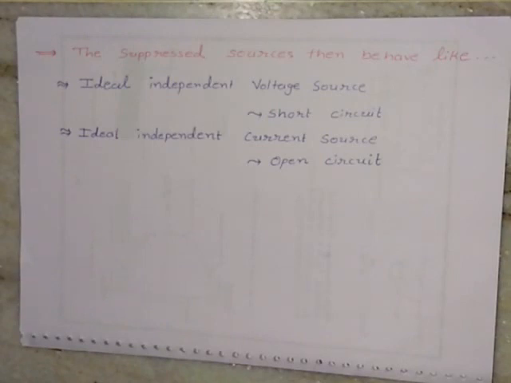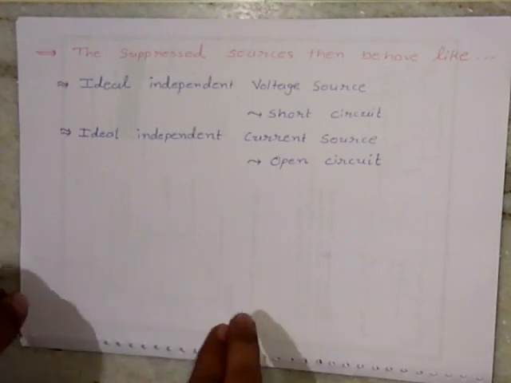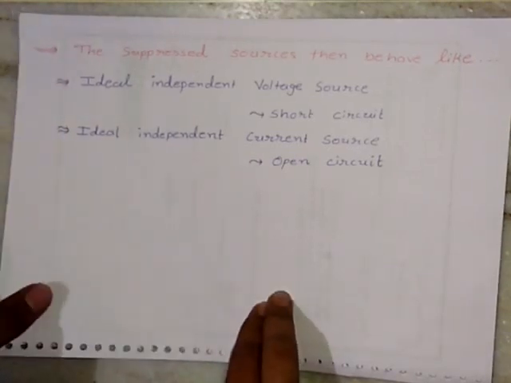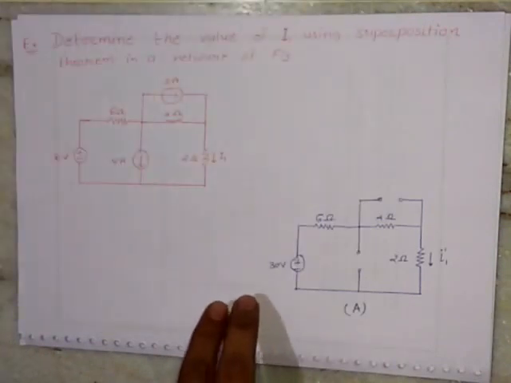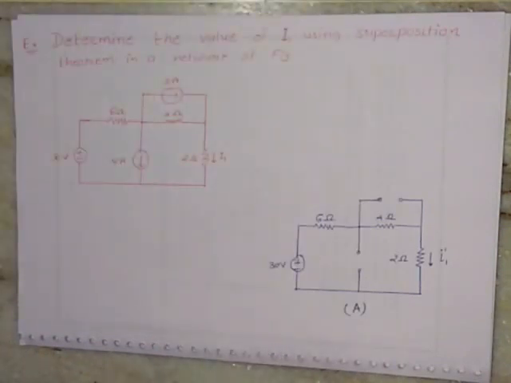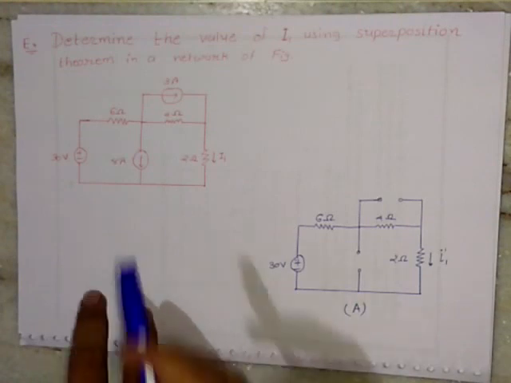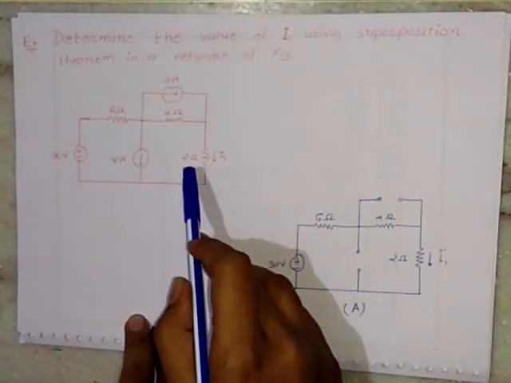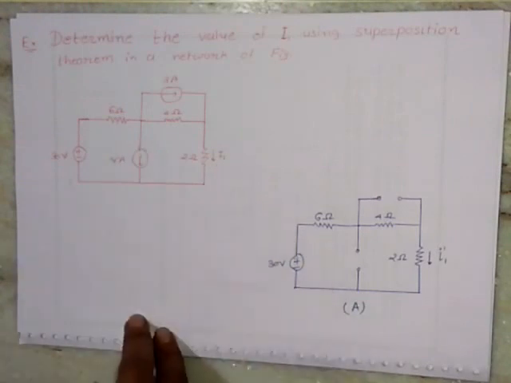To understand the superposition theorem, we have taken here two examples for better consideration. First example: determine the value of I1 using the superposition theorem in the network of the figure. Here I1 is shown, that means we have to find the current through the 2 ohm resistor.